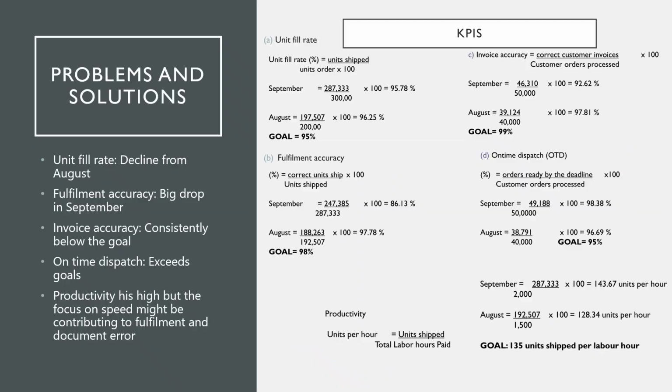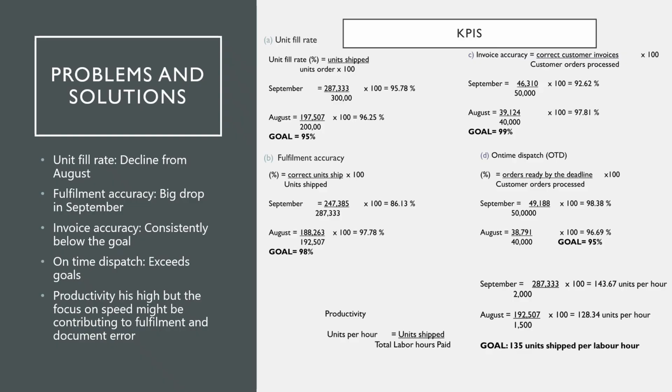Thanks, Zach. Now let's take a closer look at the problems and potential solutions facing TV Gadgetry. The first issue is the decline in the unit fill rate since August. This means that orders are not being completely filled from the available stock. For customers, this can be very frustrating because it leads to partial shipments or delays while waiting for back-ordered items. For the business, it can also increase costs since split shipments and extra handling reduce efficiency. Addressing this drop is essential to maintaining reliability in the supply chain.